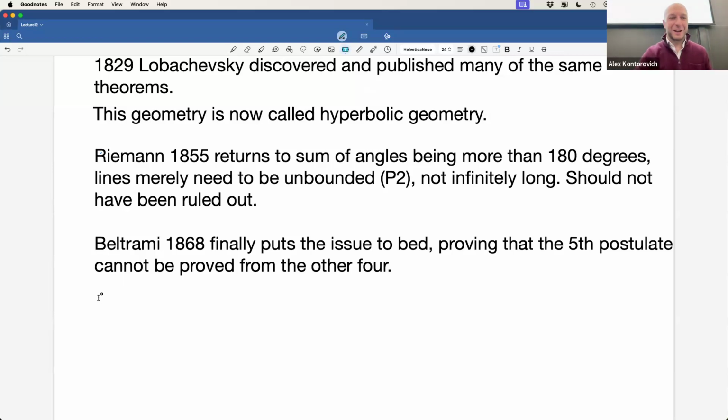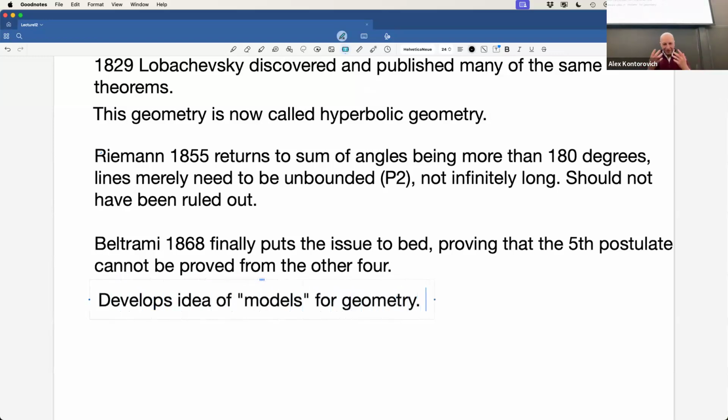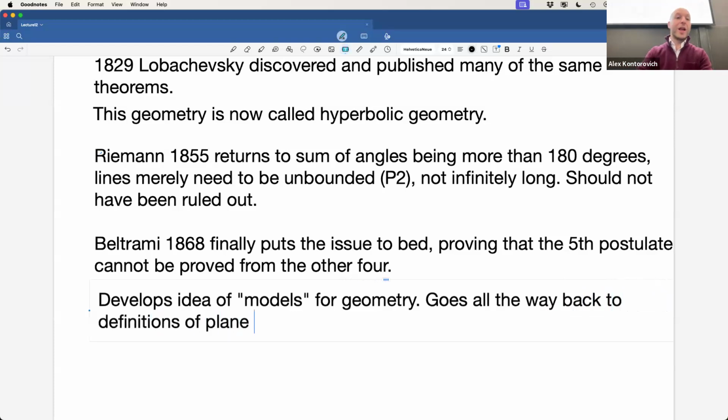What he does, and we're going to have to talk more about this next time, he develops the idea of models for geometry. He goes all the way back. To us, this will make sense. It goes all the way back to undefined terms. Goes all the way back. This is what I mean by the modern version of this is to have undefined terms, to definitions of the plane in which everything takes place, points and lines and circles and so on.